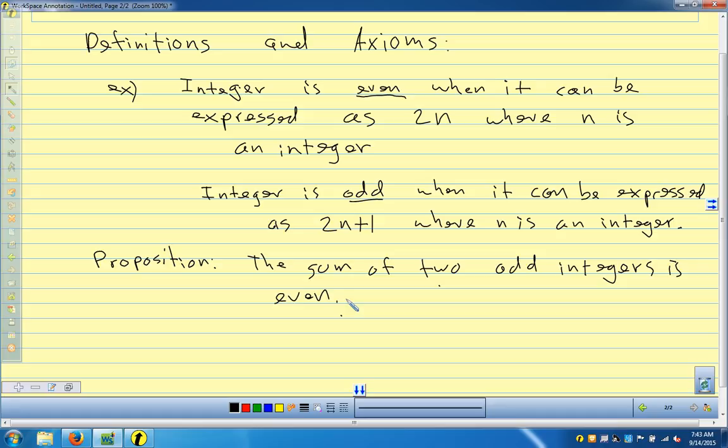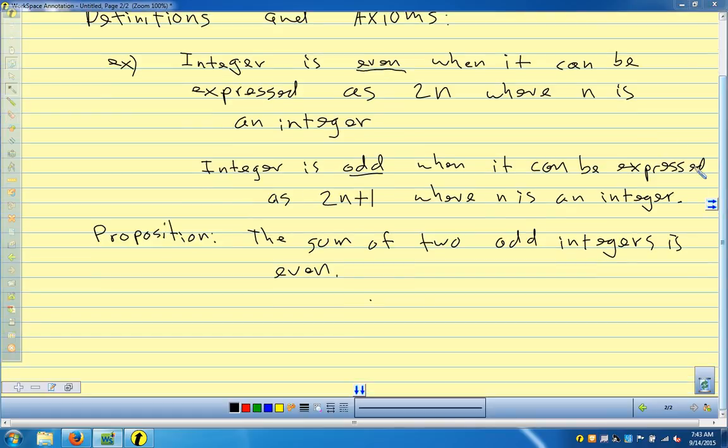3 plus 5 is 8. 7 plus 9 is 16. So when we try it with some numbers, that makes sense. But we want to show this is true for every single possible combination of odd integers. All right, so any ideas how we're going to do this?